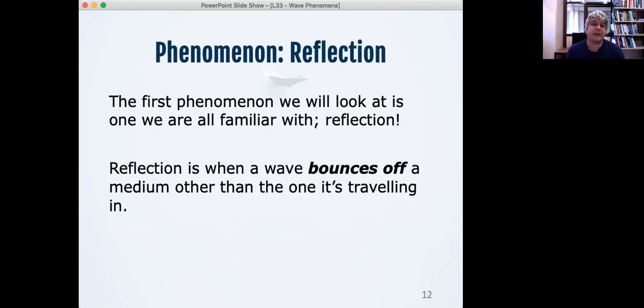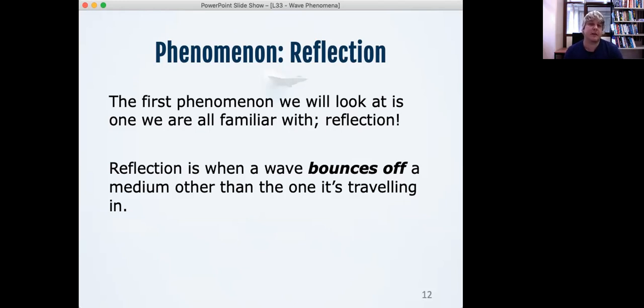So the first one, reflection. We're all familiar with reflection. It's the same in everyday life as it is in physics. The idea of something bouncing off something else, it reflects off it. And that is exactly the same for a wave, but in real life, we often just talk about light waves, visible light waves, I should say, when we look at a mirror or something. In physics, any wave can be reflected off a different surface.